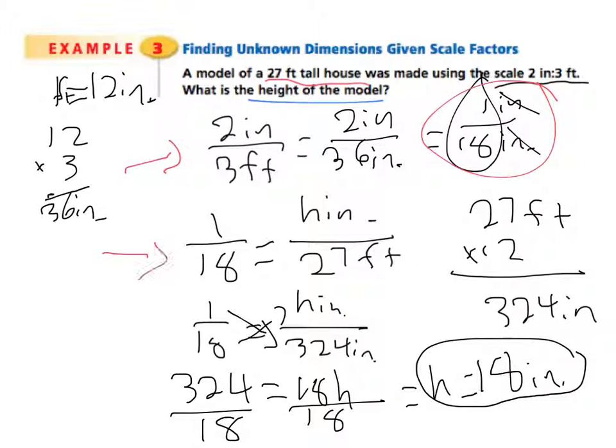After that, we set up a proportion. 1 over 18 equals h over 27. We converted the 27 feet to 324 inches right here. And then we cross multiplied. 324 times 1 is 324. 18 times h is 18h. We divide it by 18, and so we know that the scale is 18 inches.